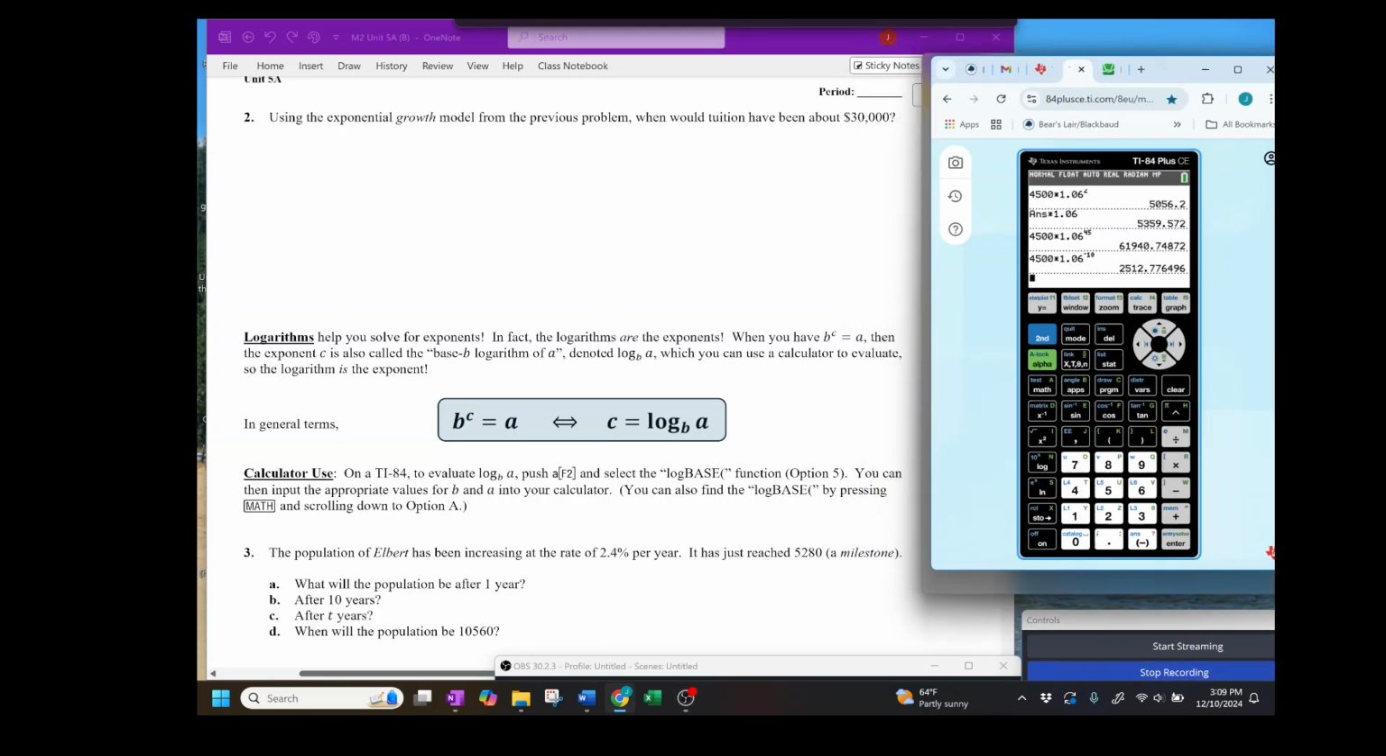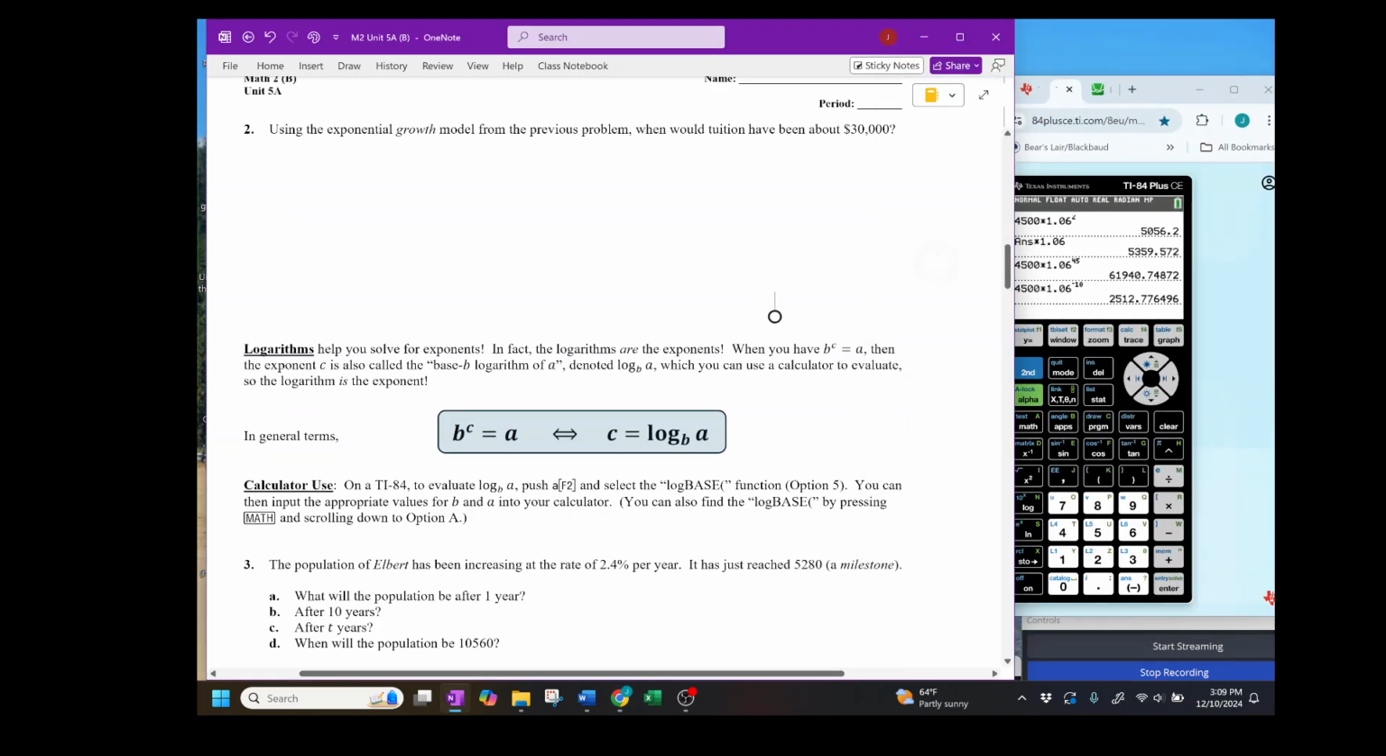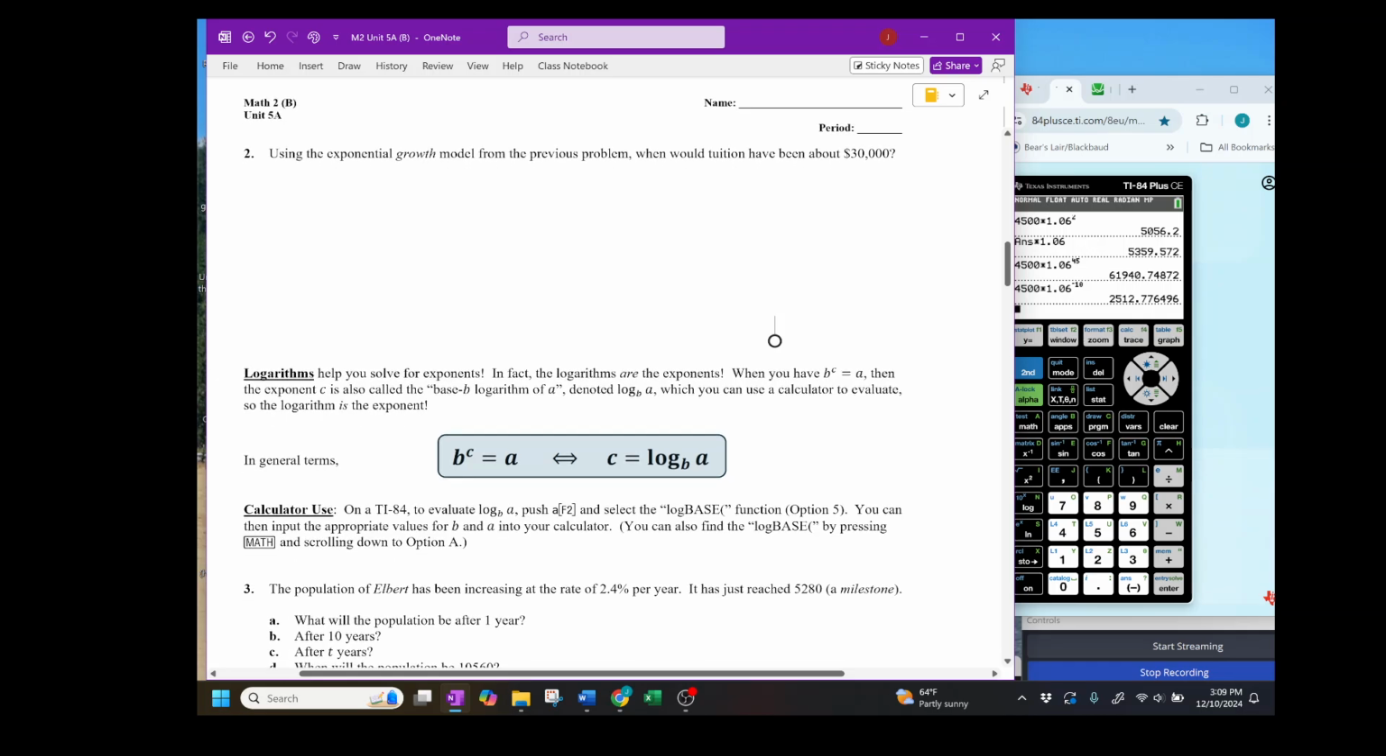Okay, so let's see. Number two for 5A says, using the exponential growth model, and we'll assume the 6% one, not the 5.5% one, when would tuition have been about $30,000 a year? So the model from the previous problem was 4,500 times 1.06 to the t, because it was 100% plus an extra 6%.